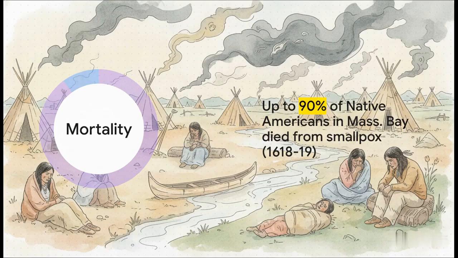Take the smallpox epidemic in Massachusetts Bay between 1618 and 1619. It wiped out up to 90% of the native population there. 90%. This staggering loss of life caused profound breakdowns in societal structures, and it deeply disrupted how knowledge and culture were passed down through generations.